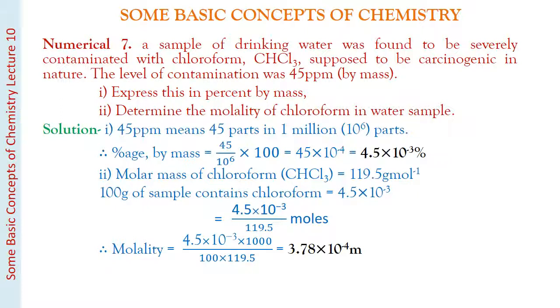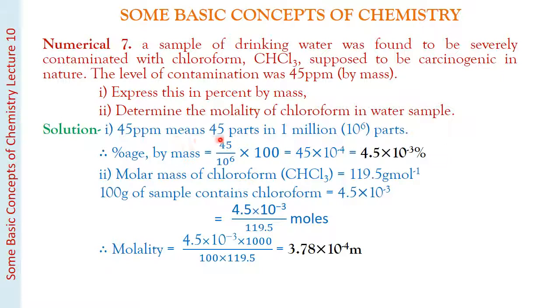Next we have ppm. So we have a sample of drinking water, and this was found to be severely contaminated with chloroform, which is supposed to be carcinogenic in nature. It can cause cancer, and the level of contamination was 45 ppm by mass. You have to express this in mass percentage, and then you have to find the molality of chloroform in the water sample.